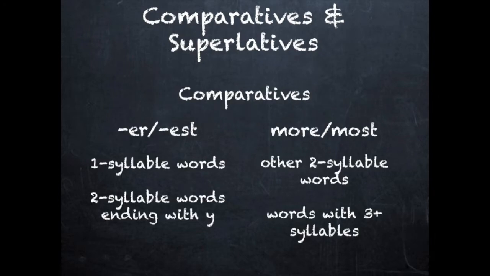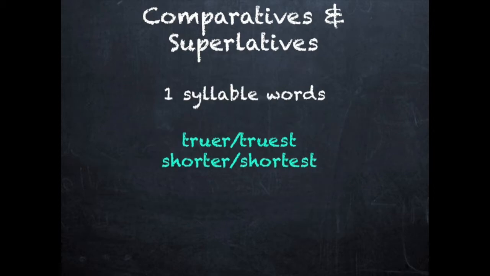When you're choosing between -er or -est versus "more" and "most," the -er and the -est go with one syllable words, or with two syllable words only if they end with Y. In any other case, two syllable words or words with three or more syllables, you say "more" or "most." Let's look at a few examples of this.